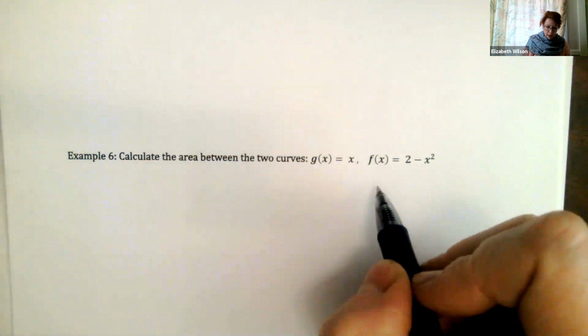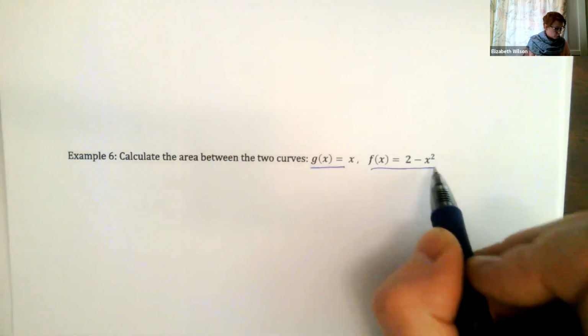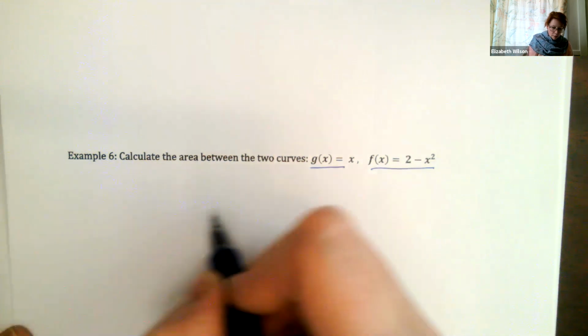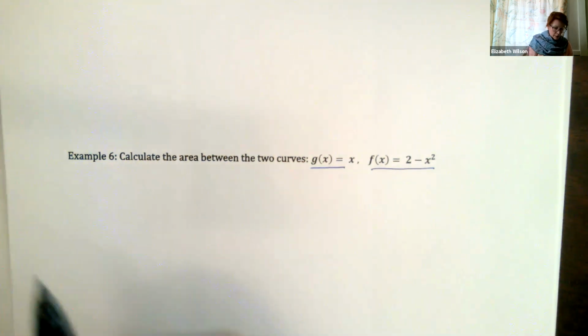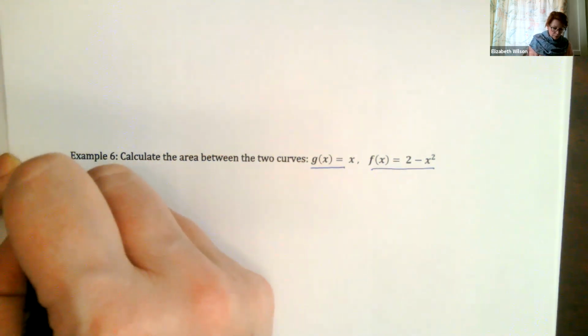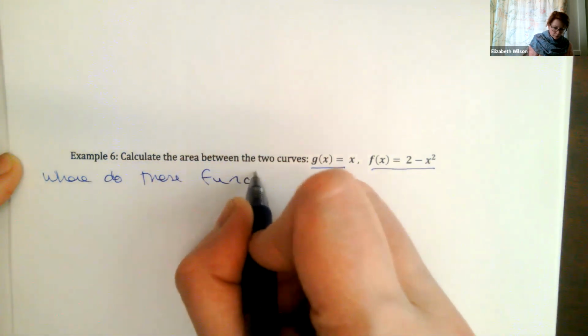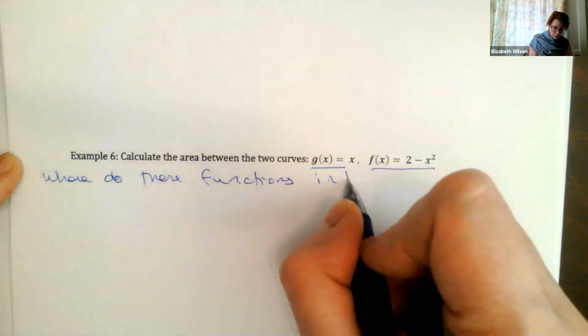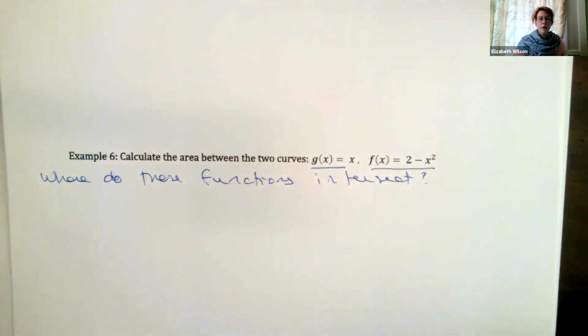So we've got these two graphs here, g of x equals x and f of x equals 2 minus x squared. And we're not told to calculate the area between two curves. We're not given a bound, which means that we have to look for where they intersect. Now, you can use your graphing calculator for this if you want.